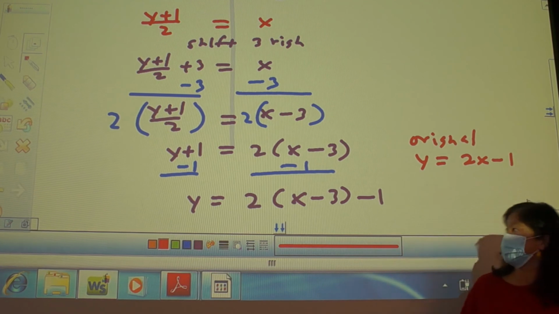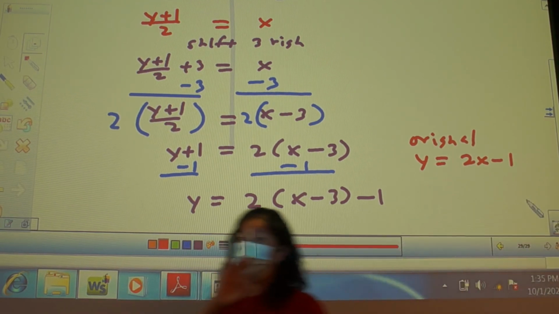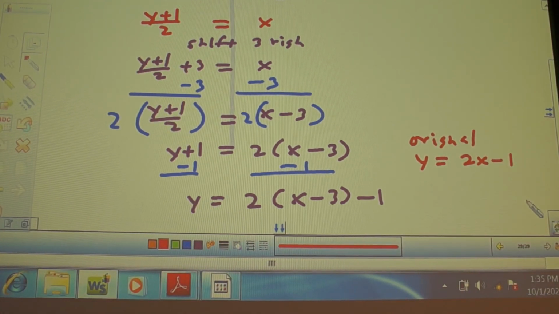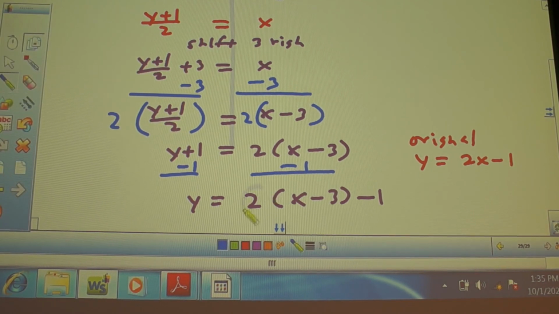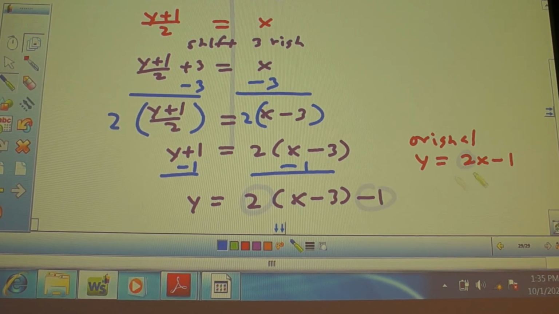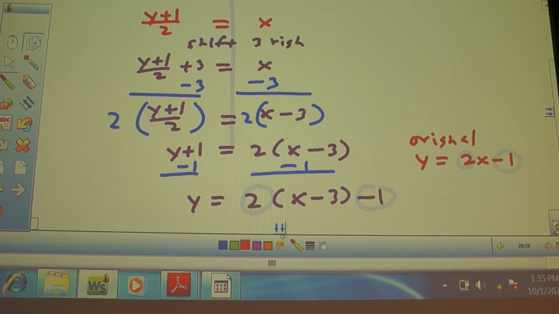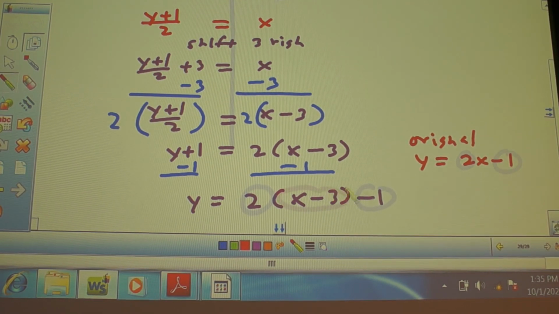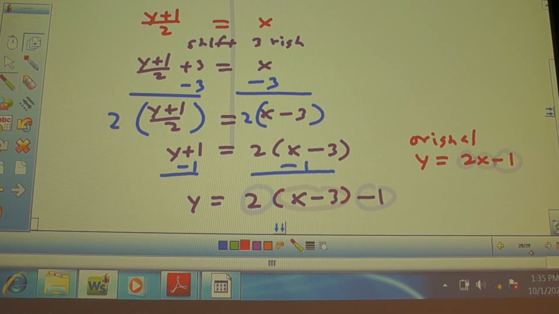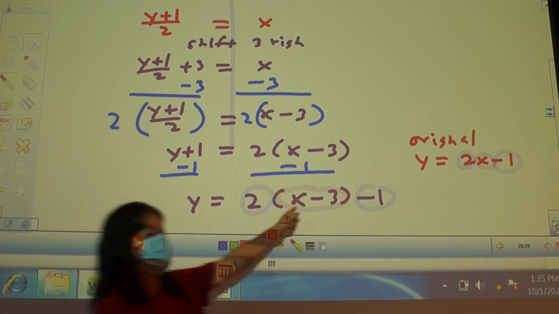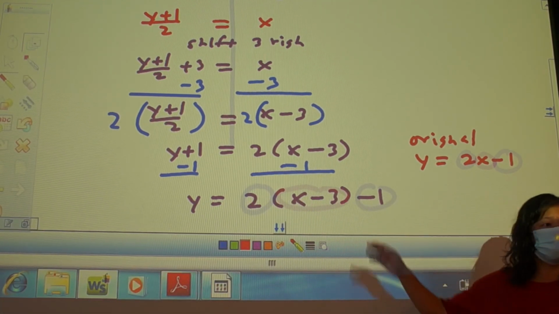What I've got looks almost the same, doesn't it, guys? I've got the 2, I've got the minus 1. The difference is that my x has become, in parentheses, x minus 3. Does anyone see that?